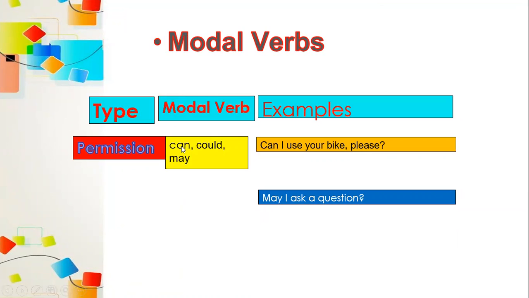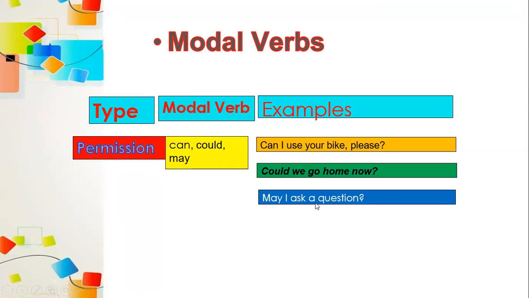First modal verb of permission is can. Can I use your bike, please? Next is could. Could we go home now? And the third one is, may I ask a question? In all these sentences, the speaker is seeking permission.